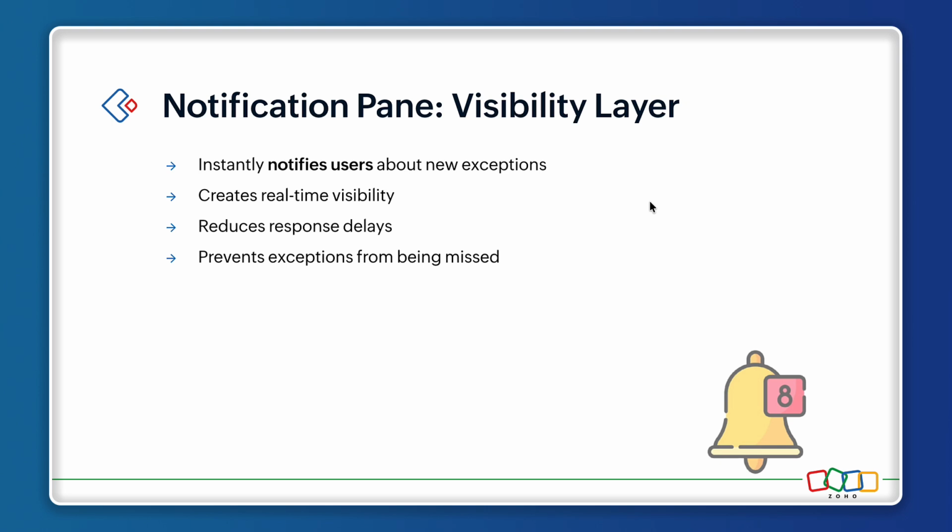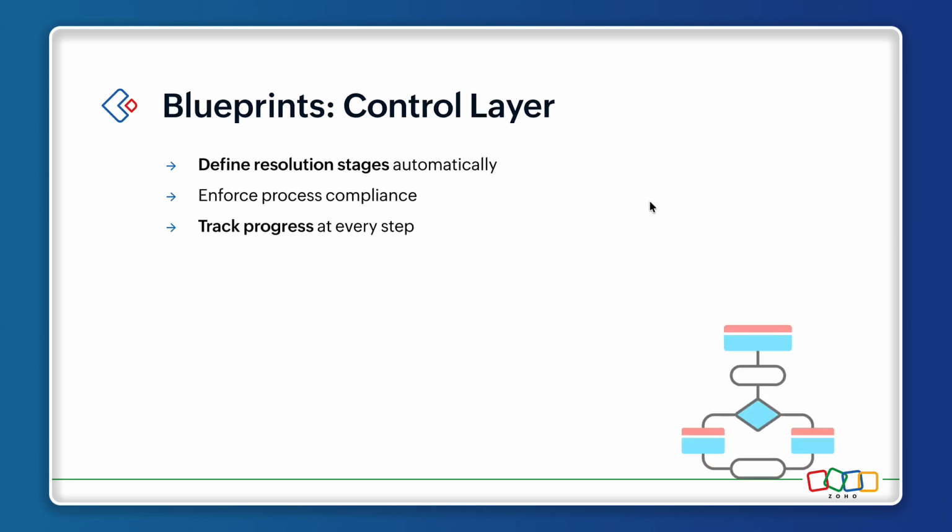And again, it creates real-time visibility. It reduces the delays in responding to that particular exception. Basically, it prevents the exception from being missed. So that's why we are making use of the notification plan as the visibility layer for this smart incident management model.